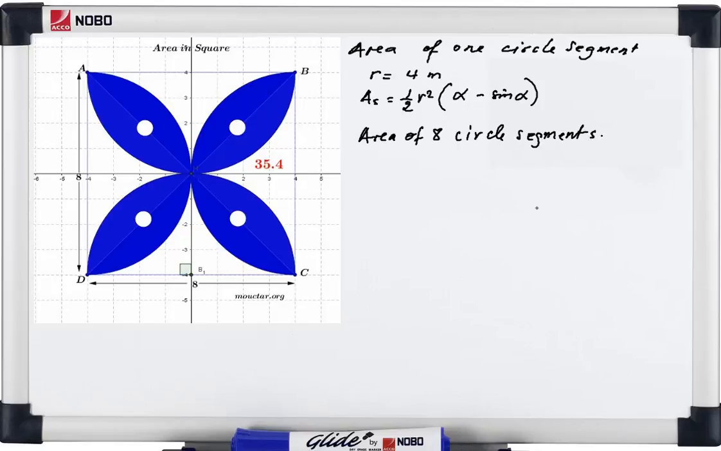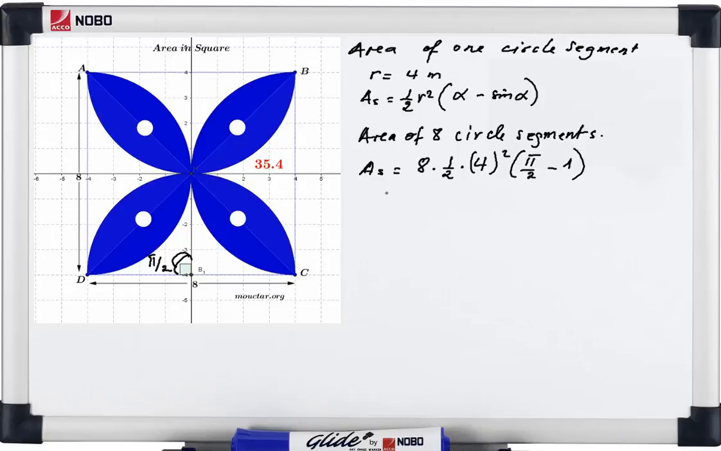What we have is area segments is equal to 8 times 1/2 of r squared. R is 4 squared times alpha. Alpha is this 90 degrees here. So that means pi over 2 in radians. So we are going to say pi over 2 minus sine of pi over 2. We know that it's 1. We've shown that already in trigonometry. So that's all we have for that.